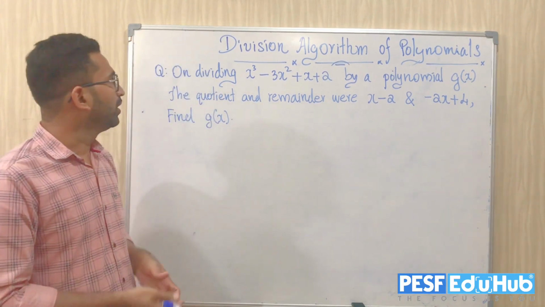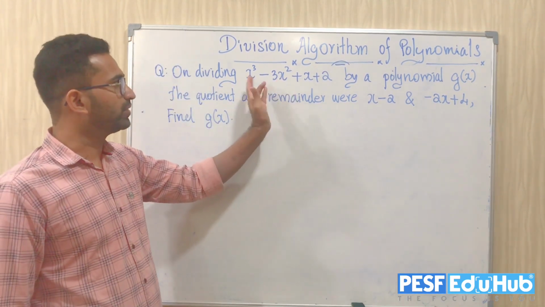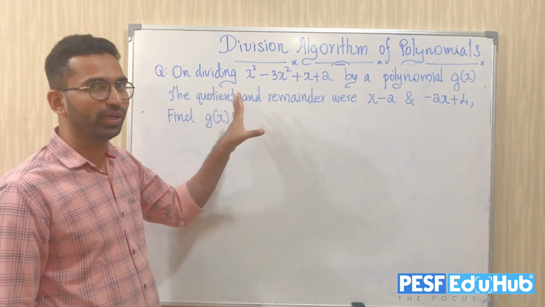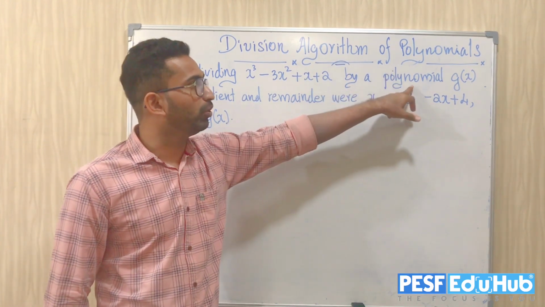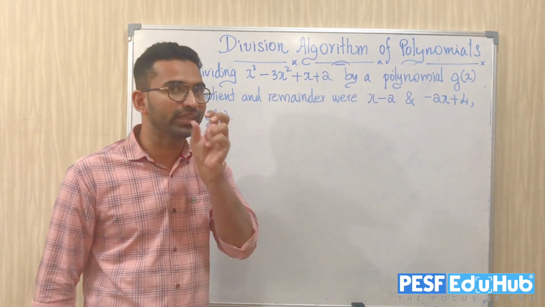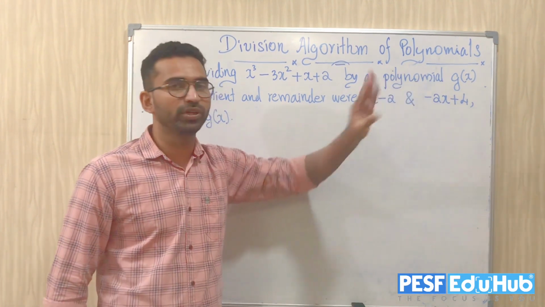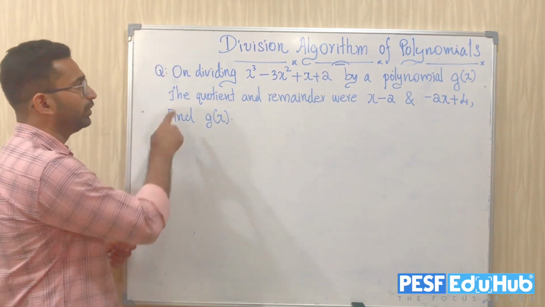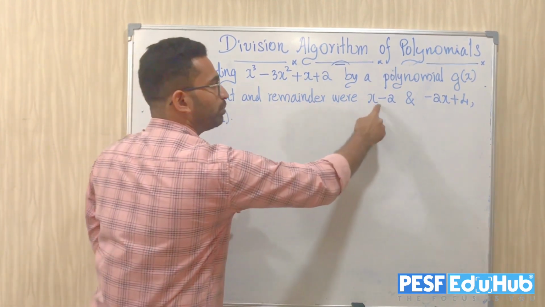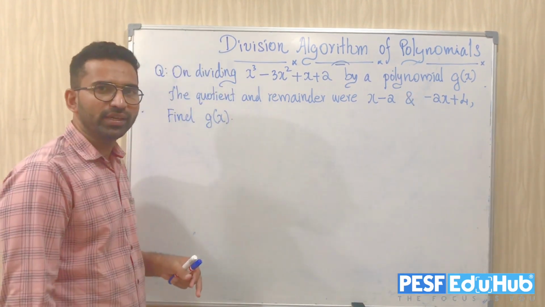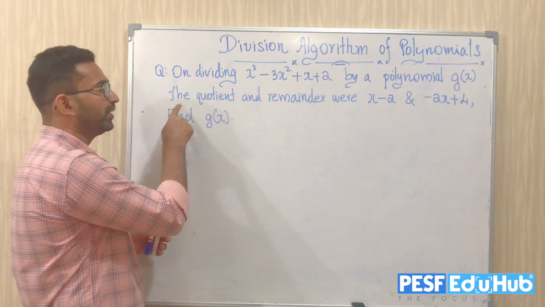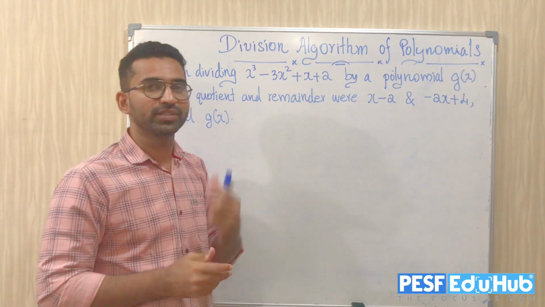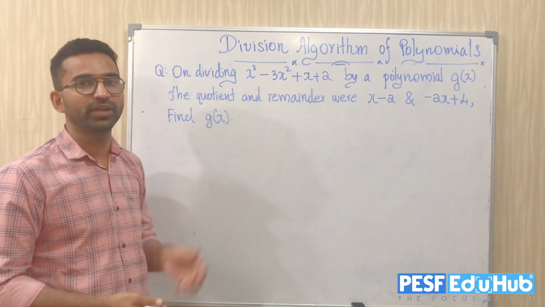Anyways, on dividing a polynomial x cube minus 3x square plus x plus 2 by another polynomial g of x, they are not mentioning what that particular polynomial is. They are simply saying there is a polynomial g of x. So we don't know what that g of x is. And what is the next sentence they are saying? The quotient and the remainder were x minus 2 and minus 2x plus 4. It means they are giving you the quotient and the remainder. Everything is given to you except what? The divisor. And you have to find that particular divisor.